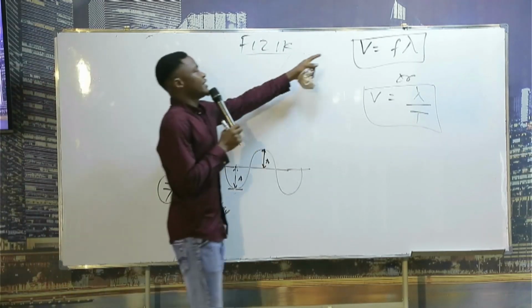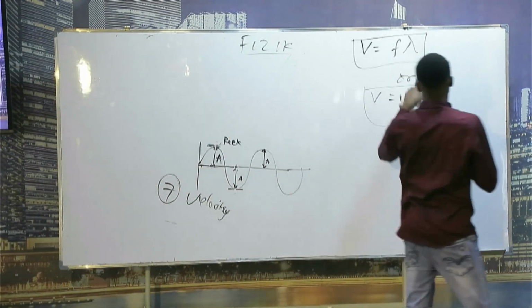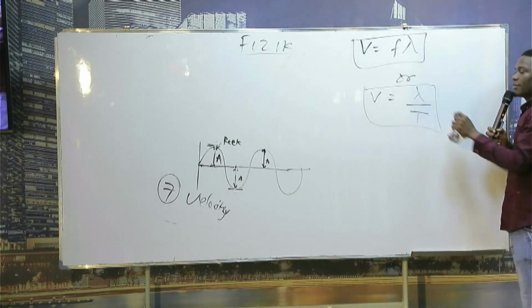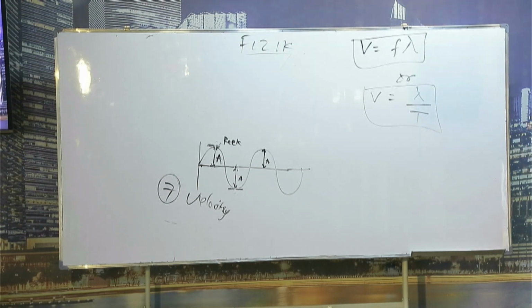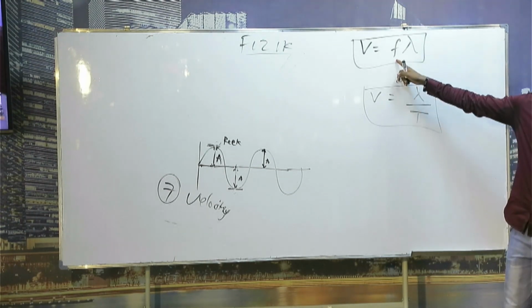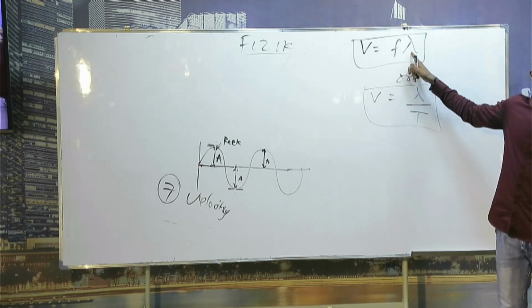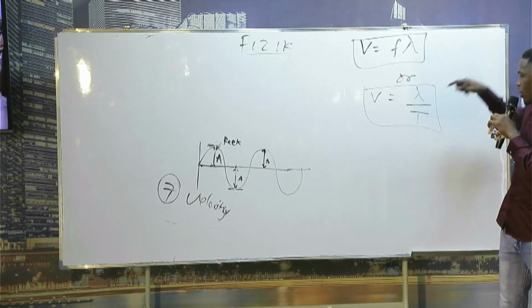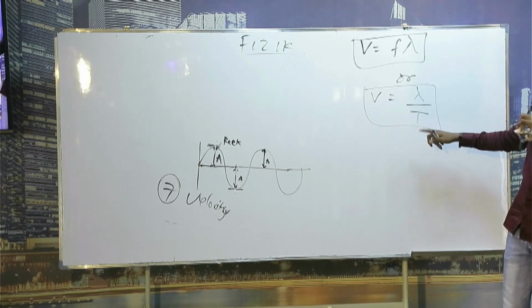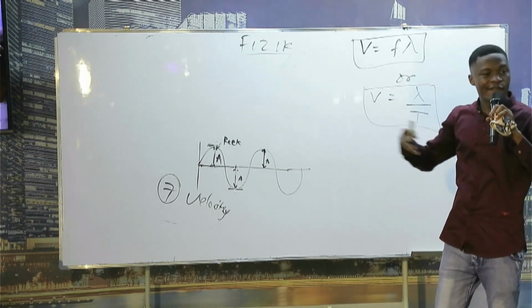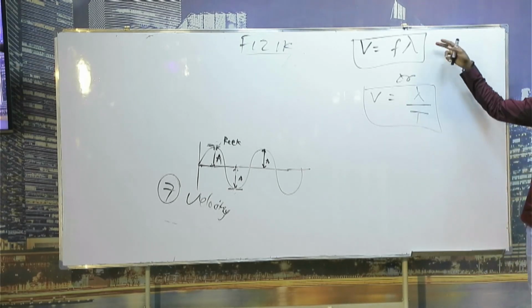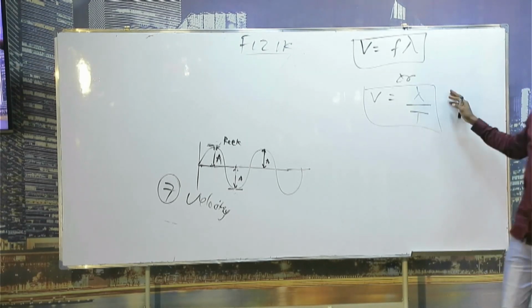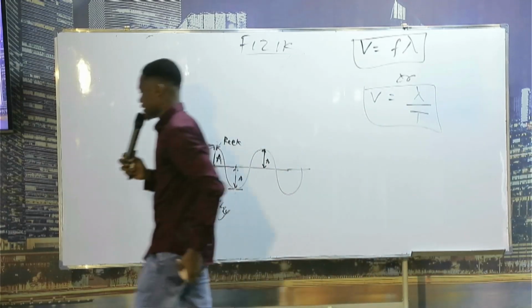Mathematically, V is equal to f lambda, or V is equal to lambda all over big T. I hope you know what all those letters represent. What does f represent? Frequency. Lambda represents what? Wavelength. What does T represent? Period. And then, of course, V is what now? Velocity. So when we are asked to find the velocity of a wave, always remember these two formulas. It's very important.